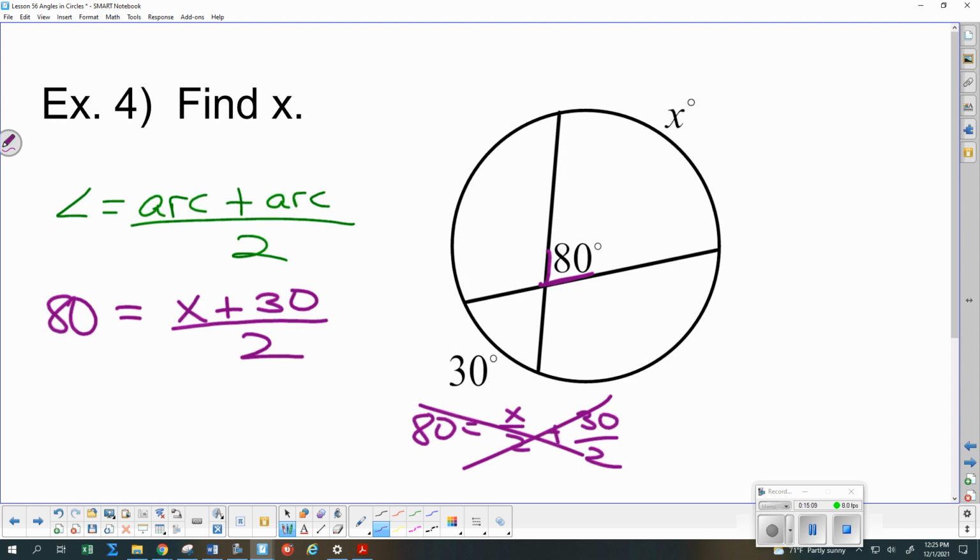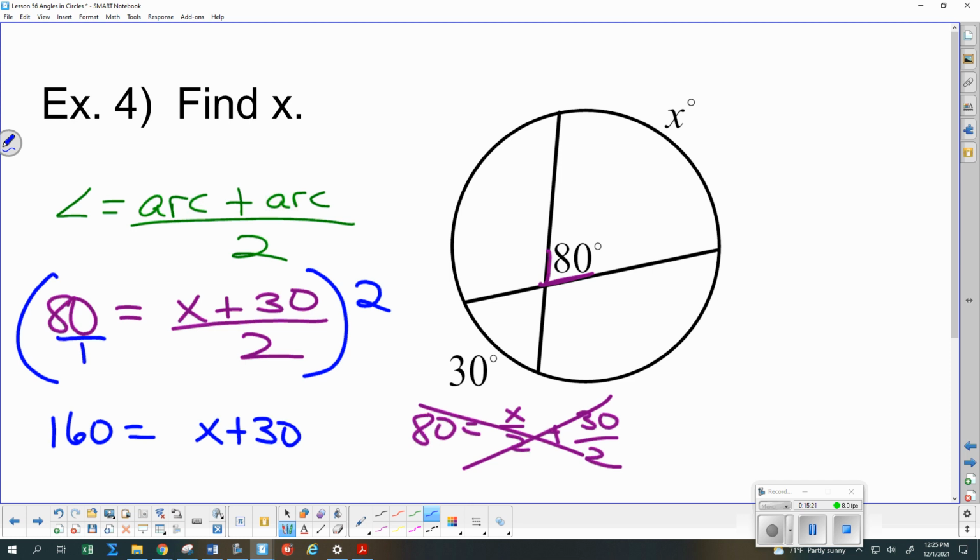So I could multiply both sides by 2 to clear the fraction, and I'd have 160 is x plus 30. Or if you prefer, I could think of that as 80 over 1 and do the cross product. And then I would have 160 as x plus 30. So everybody, what's x? Any questions on what we've covered today? Then grab those whiteboards. I want you guys to give me some quick practice here.